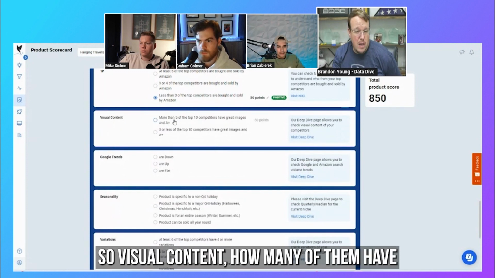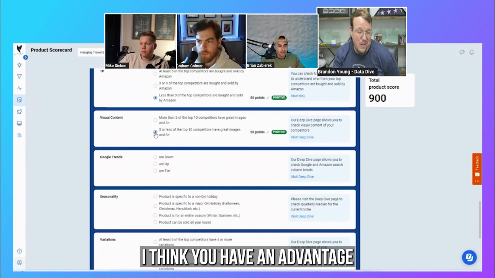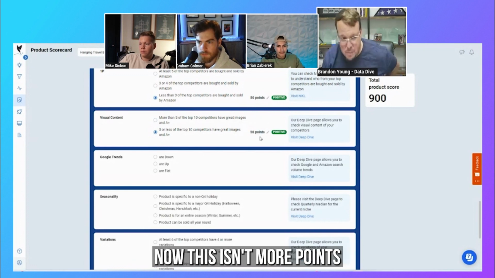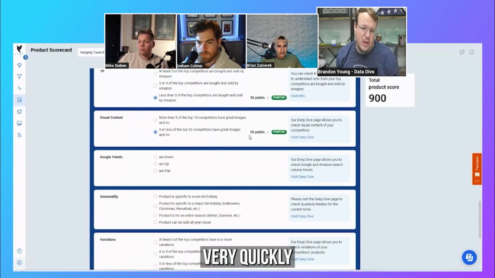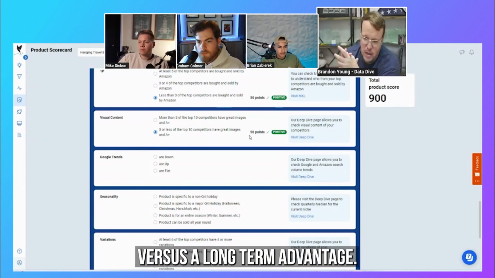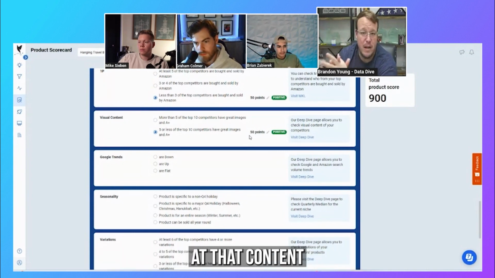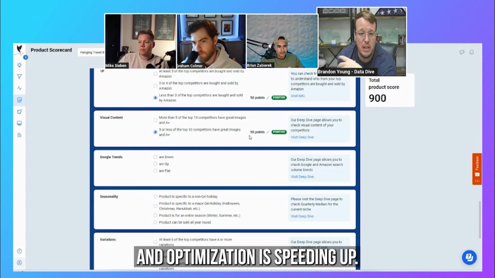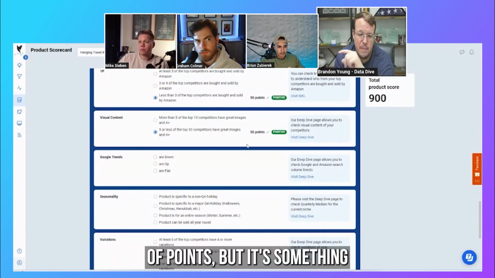So visual content, how many of them had great images and A+? I'd say 5 or less. I didn't think the images were good. I think you have an advantage on the content side. I think that's great. Now, this isn't more points or more valuable because I think that market can shift very quickly and become more sophisticated very quickly. It's a short-term advantage versus a long-term advantage. I think most of the markets, most of the niches are going to get better at content over time. And that speed of adoption and optimization is speeding up, right? So it's not a lot of points, but it's something.